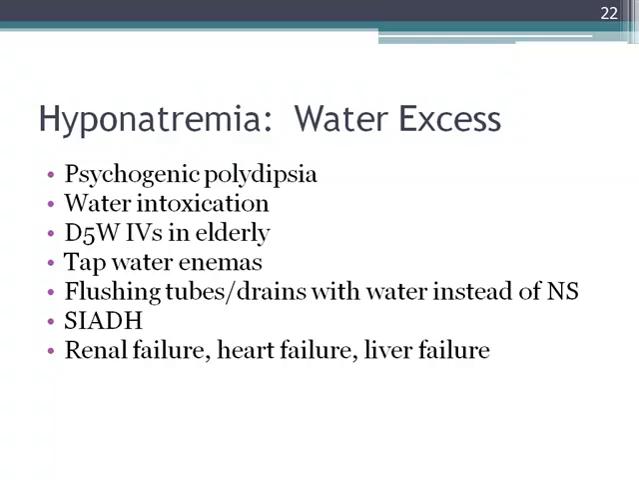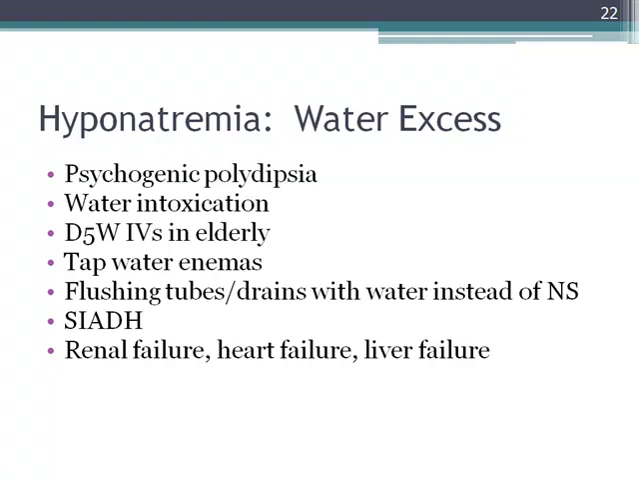So water intoxication from whatever cause. Giving hypotonic IV solutions to elderly patients who are less able to manage their concentration. That's a high risk. Tap water enemas, we don't do that too much anymore, and one of the reasons is because that water can get absorbed through the GI tract and change our concentration, so we're much less likely to do that these days. Flushing tubes and drains with water instead of normal saline.